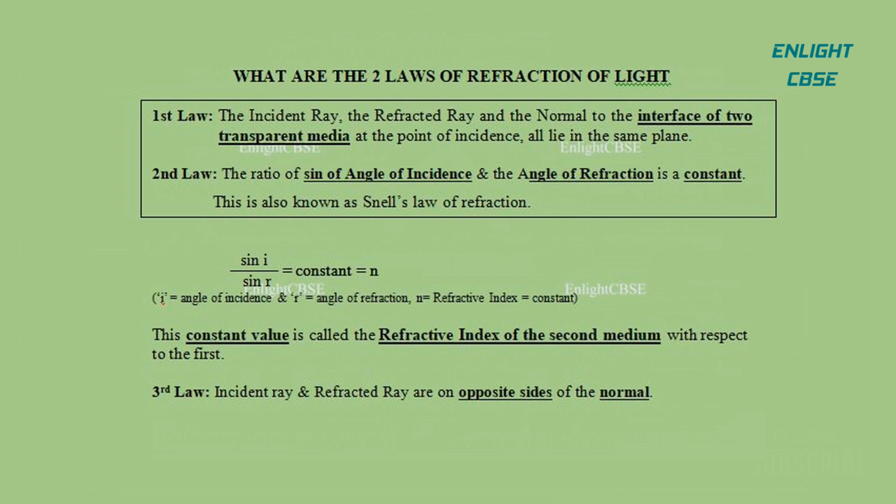2. The ratio of sine of angle of incidence and the angle of refraction is a constant. This is also known as Snell's law of refraction. If i is the angle of incidence and r is the angle of refraction, then sin i by sin r will be equal to a constant. This constant value is called the refractive index of the second medium with respect to the first. The refractive index variable is most commonly symbolized by the letter n in mathematical equations.